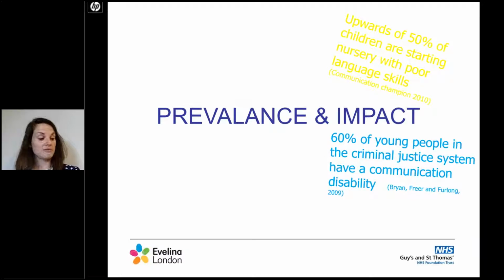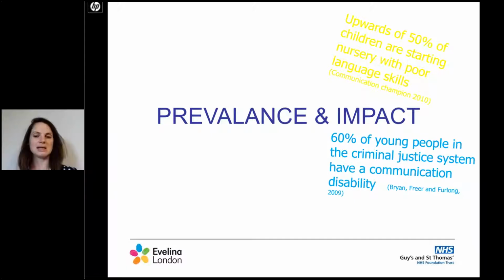This is a fact that often shocks people. In 2009, there was a study done in the criminal justice system, which identified that actually 60% of young people, so young offenders, had speech and language difficulties. And often those were unidentified speech and language difficulties that hadn't been worked on.